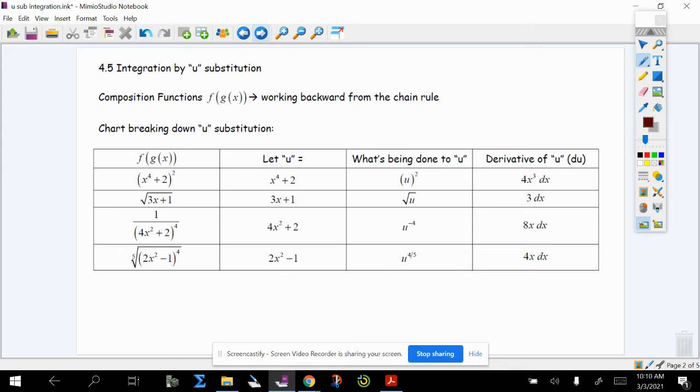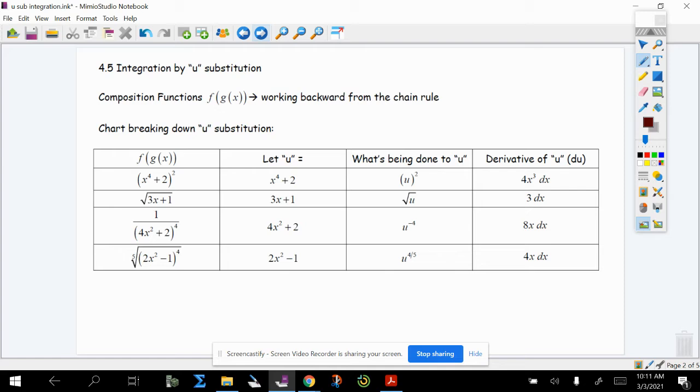With my first one, x to the fourth plus 2, being squared, the x to the fourth plus 2 is your inner layer, your u. What's being done to it is that it's being squared, and the derivative of it is 4x cubed. The little dx at the end is just reminding you what variable we're working with, because we're going back and forth between this u idea and an x idea.